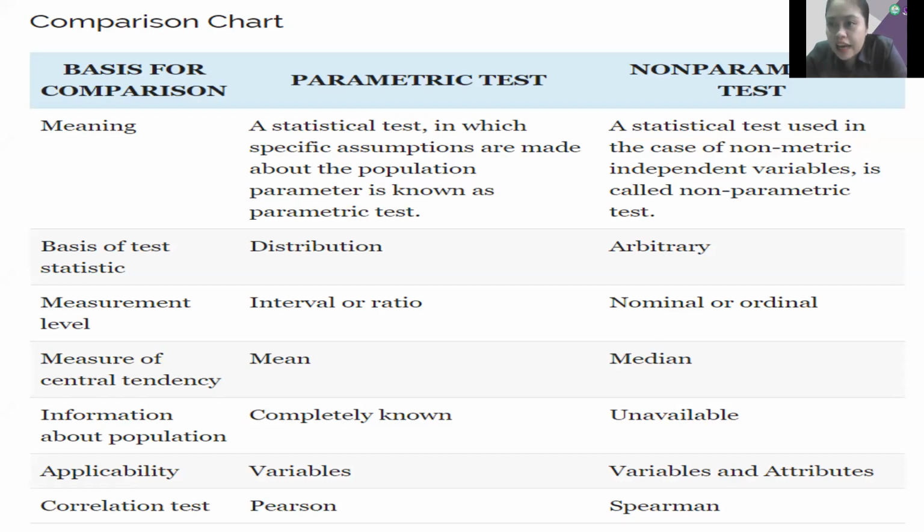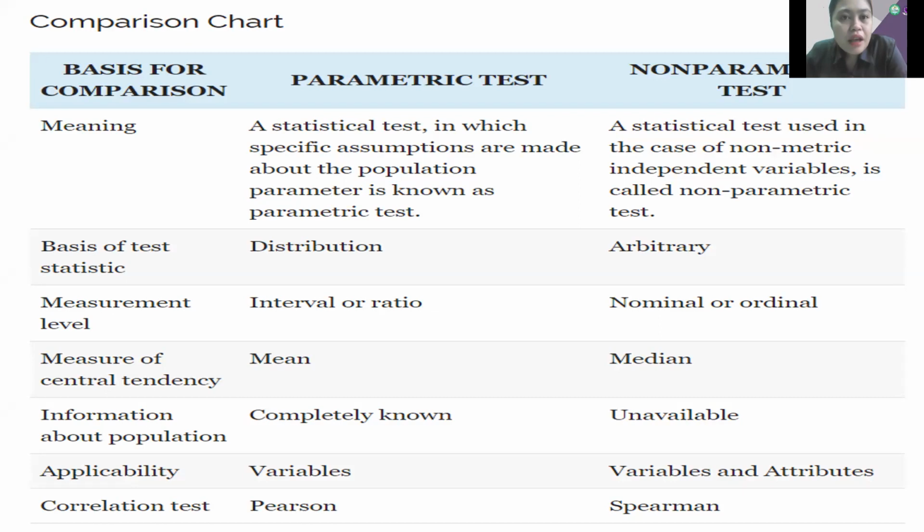So do not forget, class, na if you're going to do research, the first thing that you need to do is actually identify the type of data that you will be gathering. So either it is nominal, ordinal, or naka-scale. Sa scale, either interval or ratio. Now, after that, you have to identify what type of test you are going to do in analyzing and interpreting the data. So it can either be parametric, or if the assumptions of the parametric test will not be satisfied, that's the time you use the non-parametric test.